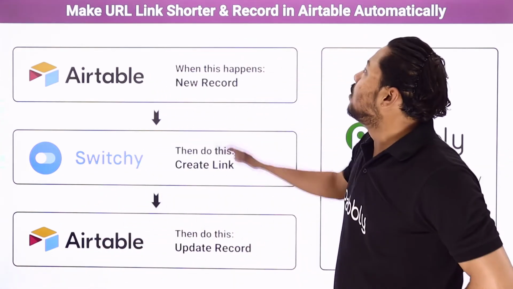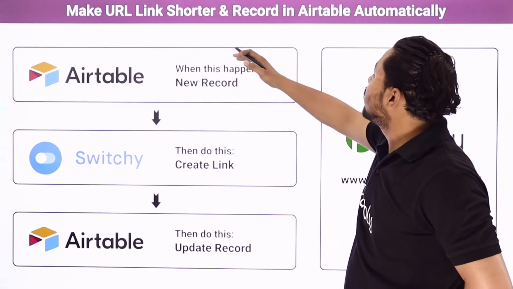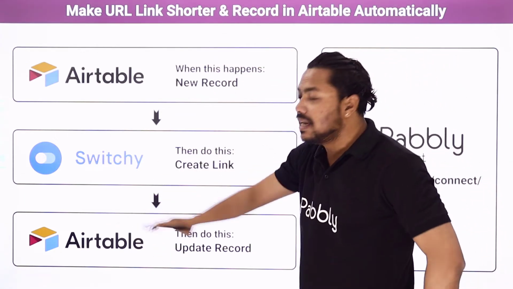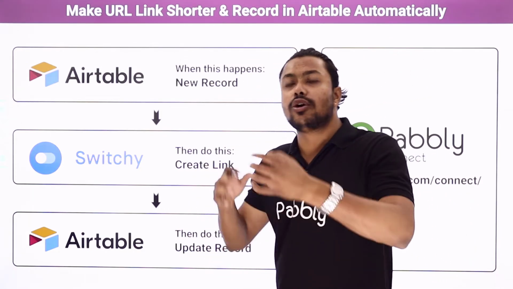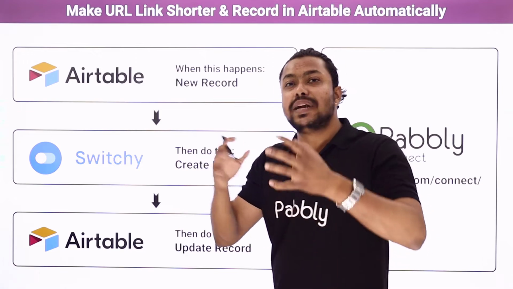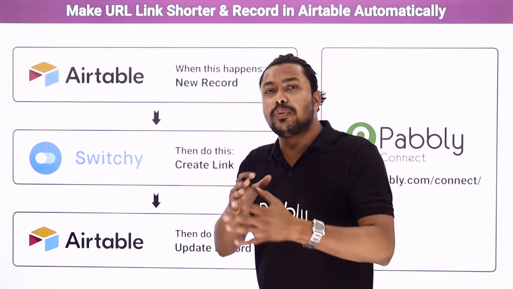So today I am going to tell you how you can make a URL link shorter and record it in your Airtable database automatically. Now suppose you want to post your links somewhere but they are pretty long and you do not want to post long links.